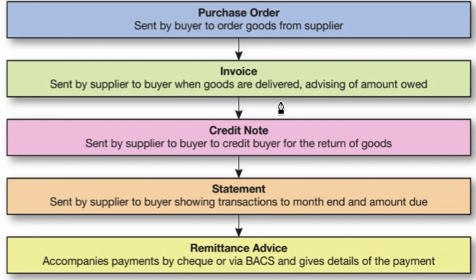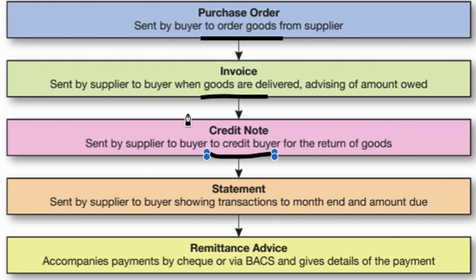So first of all, you have the purchase order, which is a document that is sent by the buyer to order goods from the supplier. And then you have the invoice. Invoices are documents which are also sent by the suppliers to the buyers when the goods are being delivered. And this goes on to show how much money the buyer owes to the supplier. Following that, we have the credit note. The credit note is a document which is also sent by the supplier to the buyer, actually the customer who has purchased goods on credit, in case the customer wants to return certain goods and services.